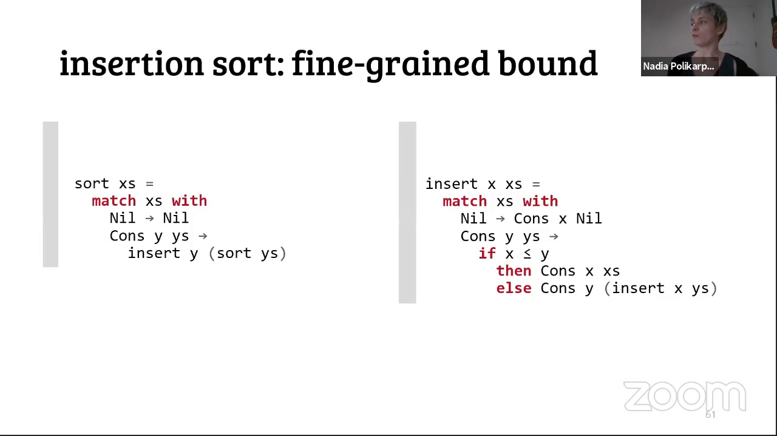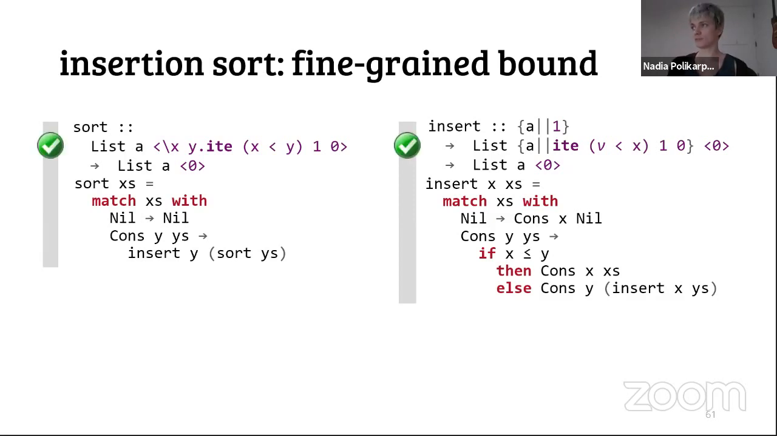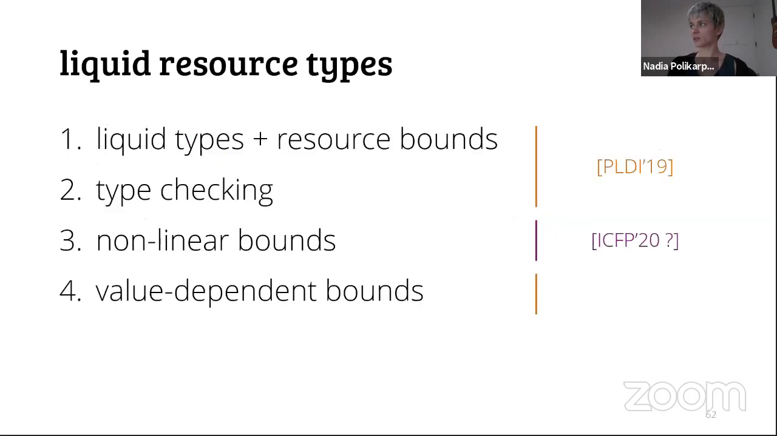And now finally, with this generic list with abstract potentials, we can specify and verify these fine-grained bounds for both insert and insertion sort without introducing any specific data types for each one of them, just using this one generic list data type that is parameterized by the potential function, and both of them will verify just fine. And this was essentially my talk. At this point, I am happy to answer the rest of your questions.